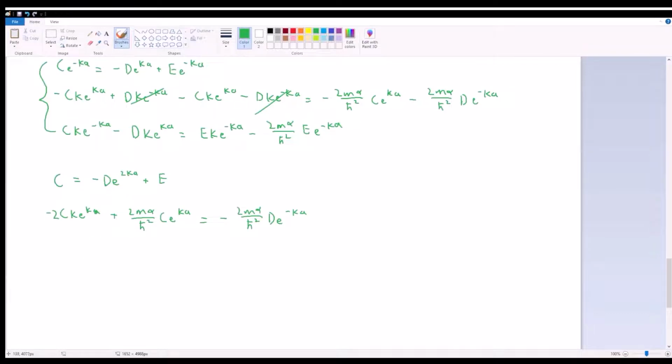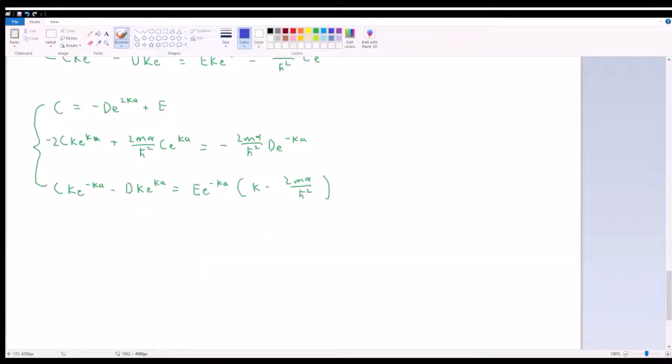Onwards to the final one, this one is going to give us C K e to the negative K A minus D K e to the K A is going to equal E times e to the negative K A multiplied by K minus 2m alpha divided by h bar squared. Yes, okay, and this is our new set. And now we move on and do this whole thing all over again. So now for step 3, solve equation 1 for, or actually no, we haven't finished step 2 yet. I'm sorry.